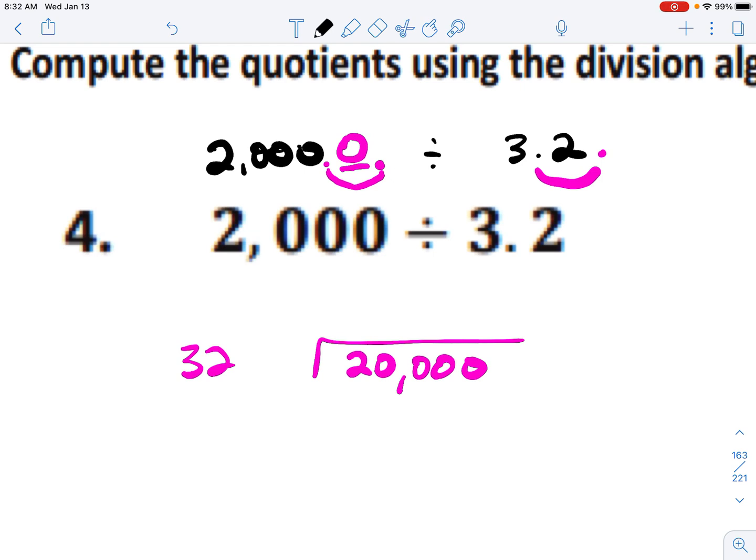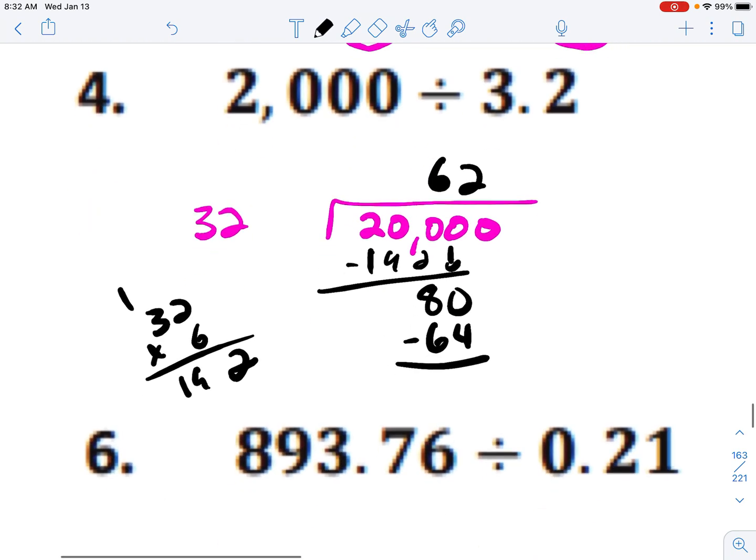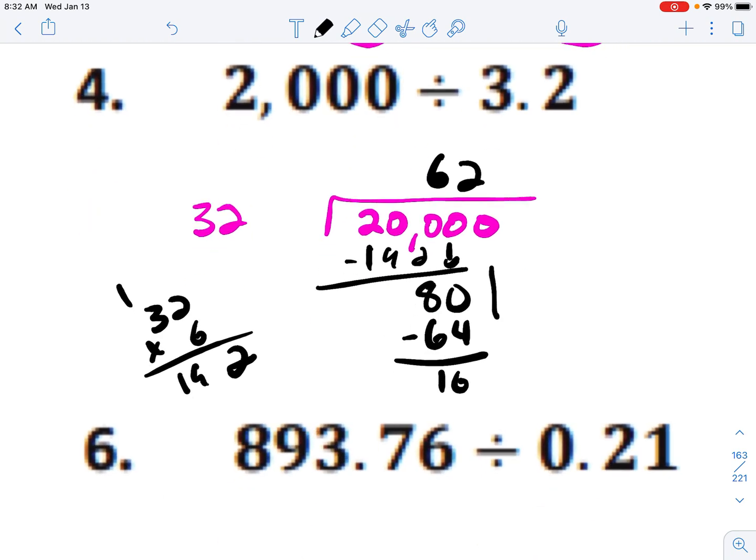Okay, 32 doesn't go into 20, but it does go into 200 6 times. All right, we have 32 times 6. This is 12, 18, 19. We have 192. We subtract that, and we get 8. Bring down the 0. 32 goes into 80 twice. That is 64. We subtract that, we get 16. Bring down the last number, which is a 0. And 32 is going to go into 160 5 times. I'm going to check if we are even.